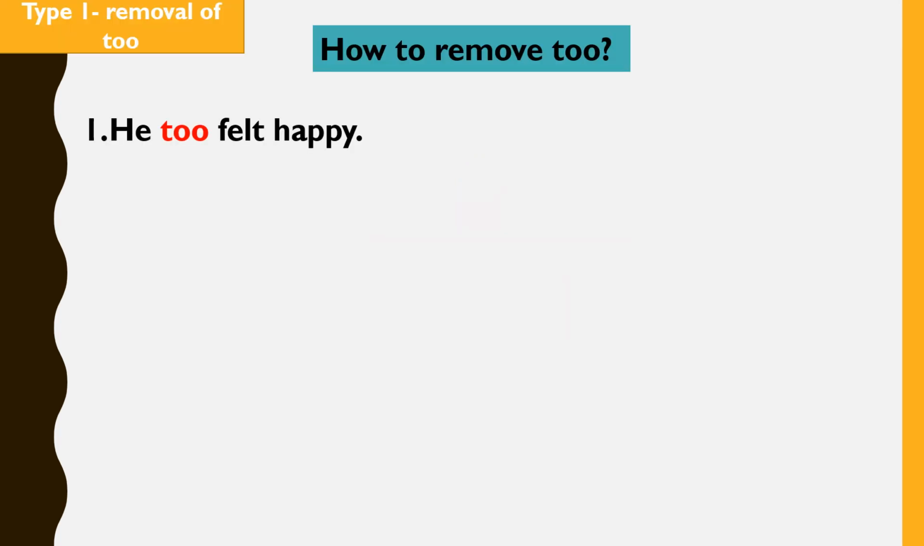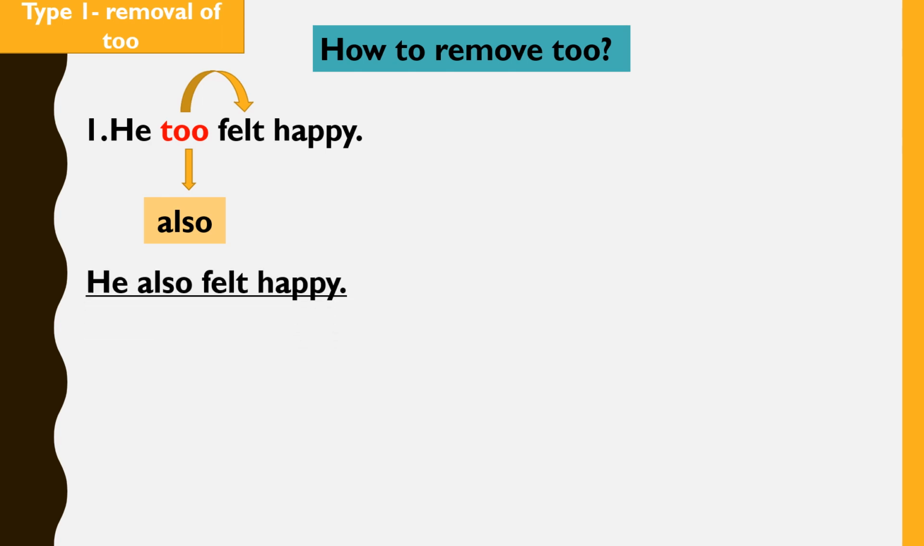Let's learn type 1 of removal of too. We have an example displayed on the screen. He too felt happy. Now, what is the meaning of too in this sentence? It means also. In this sentence, the adverb too qualifies the verb felt, just like we had learnt earlier. Now, what are we learning? How to remove too. To do that, we will have to replace the adverb too with the word also. And so, now our sentence will be, he also felt happy.